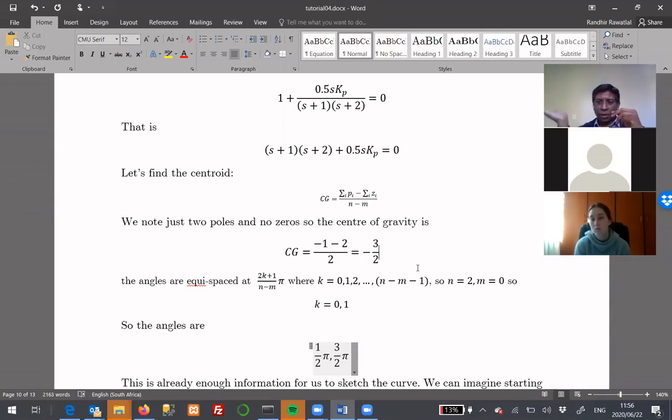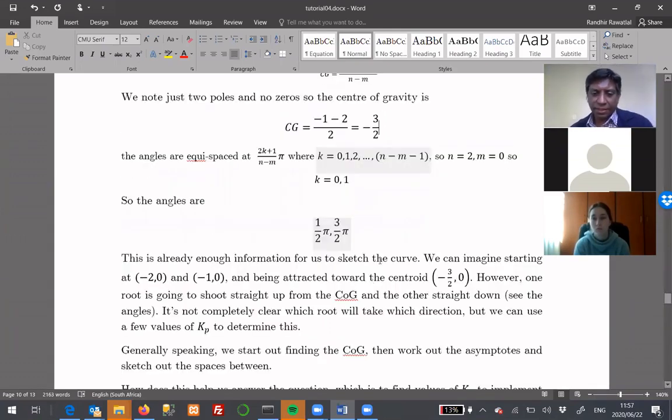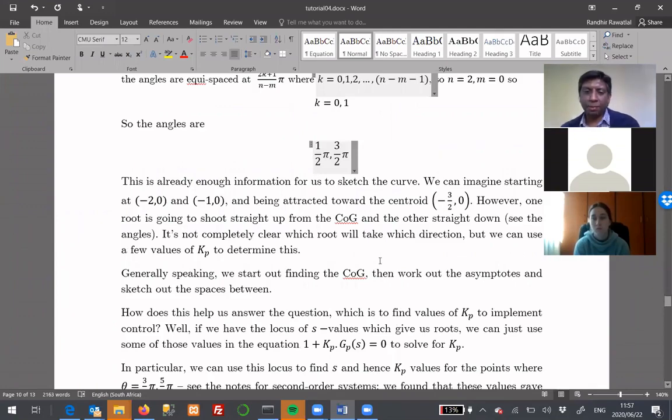And then we found the one root was at pi by 2. So the one root moved in towards the centroid, and above the centroid, it moved straight up like that. And then the other root moved in from -2, and then it reached the centroid and it fell straight down. So you've got the two roots like that. And then we have the 45-degree line. So we find the Kp value where the root crosses the 45-degree line. And then that tells us a desirable value for Kp to control that process.